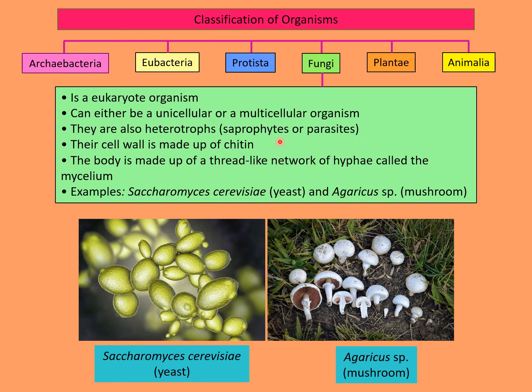A saprophyte is an organism that lives on dead or decaying organic matter, and a parasite is an organism that lives on or in living organisms. The cell wall is made up of chitin. The body is made up of thread-like networks called hyphae, together called the mycelium. Examples are Saccharomyces cerevisiae, common name yeast, and Agaricus, common name mushrooms.